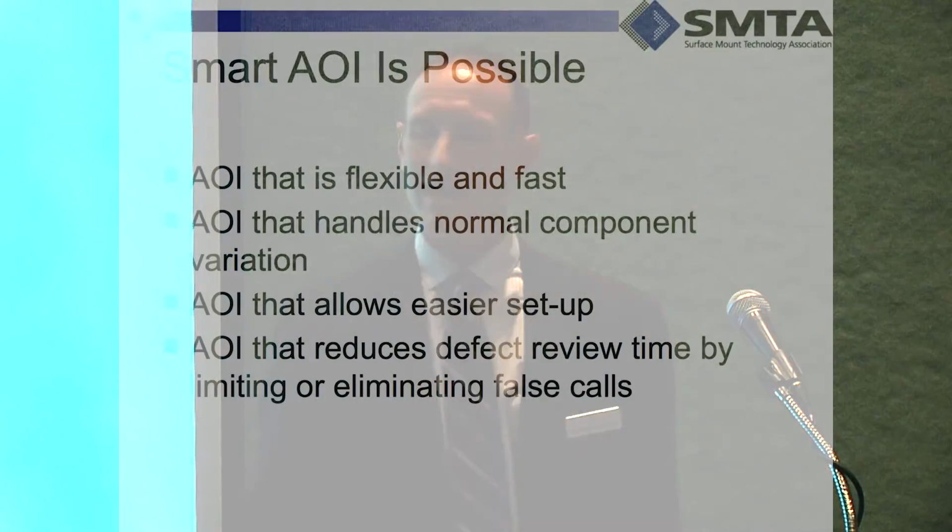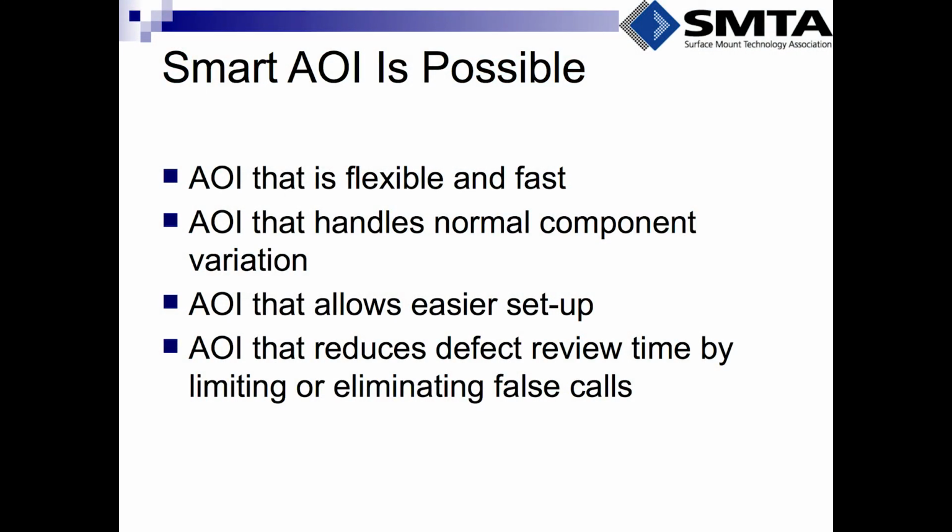So, in summary on AOI, it is possible to get smart AOI. It is possible to have AOI that's flexible, fast. It handles that variation that you're going to see from reel to reel, component to component, board to board. It allows for easy setup, and it reduces that defect review time of that guy sitting at the end of the line punching the button.